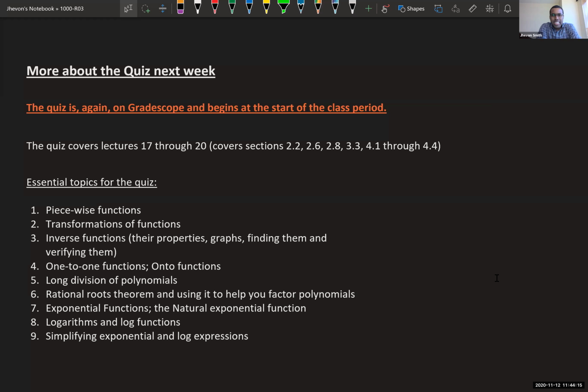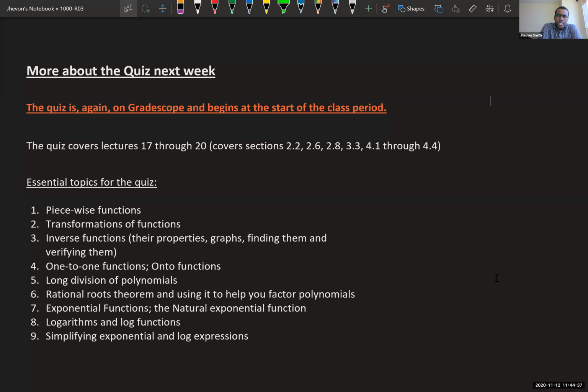If you want to break this down by section, it covers parts of section 2.2, namely piecewise functions, 2.6, 2.8, 3.3, 4.1, 4.2, 4.3, 4.4. So those are the sections. So almost all of chapter 4. I think there are 2 sections of chapter 4 that we are covering that are not covered on this quiz.